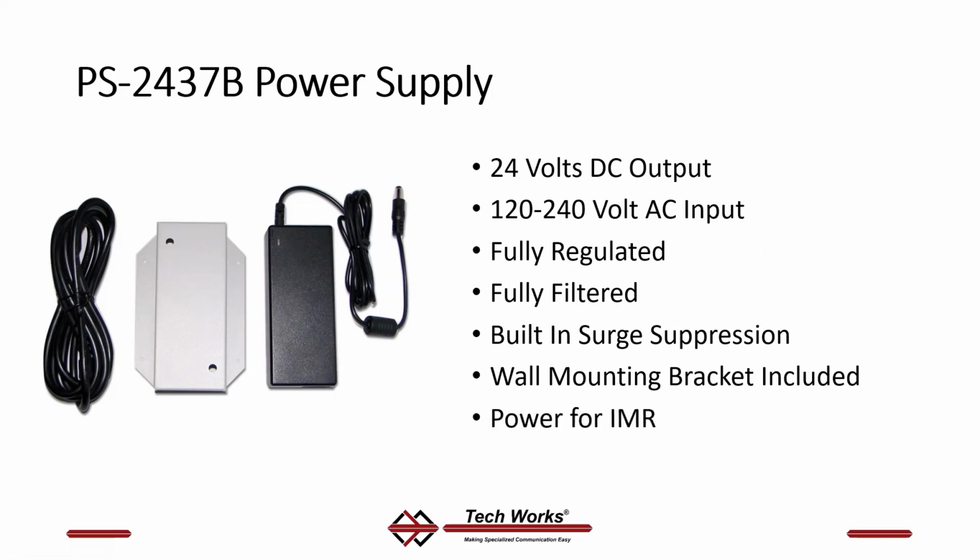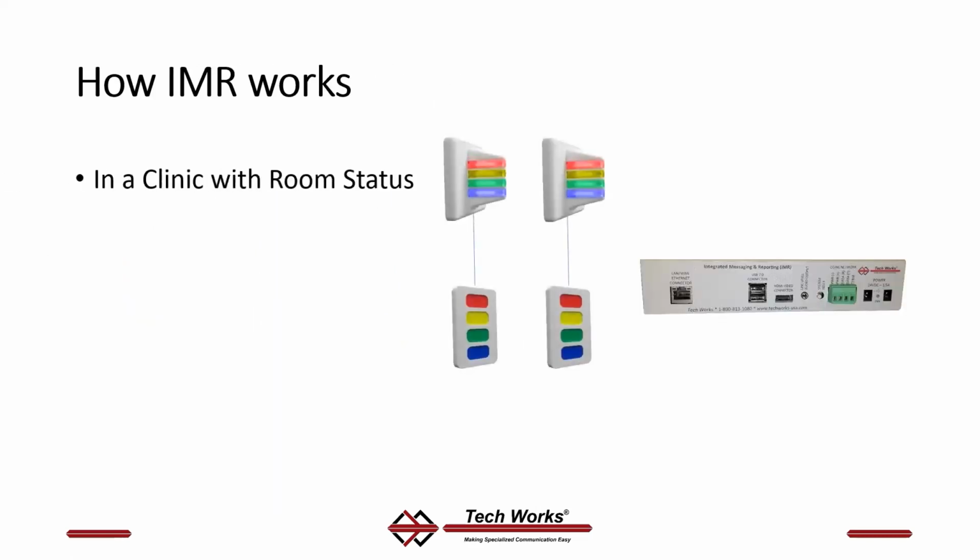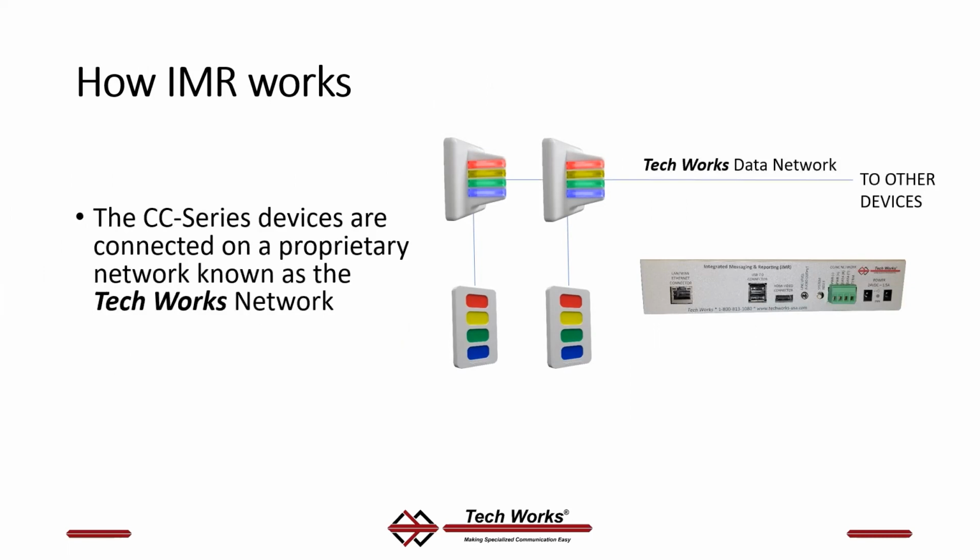It has the power for one IMR. How the IMR works: you've got your clinic call room status system or a nurse call. This would go on the annunciator line of a nurse call. Those CC devices are all connected to this proprietary network, this two twisted pair network, which you learned about when listening to the videos on the CC series.